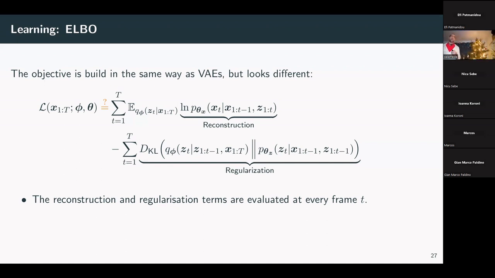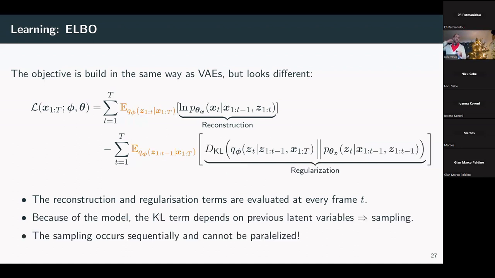But another thing that happens when you write this and you want to be, let's say, precise mathematically, is now your expectation has to be taken with respect to all previous latent variables as well, okay? So this means that for some of these models, you have to do sequential sampling, right? So you have to sample Z1, then Z2, then Z3, then Z4, and so on. So the parallelization of this becomes actually a challenge, right? That might actually be another reason for which you want to simplify your inference model, right? But this is a different consideration.